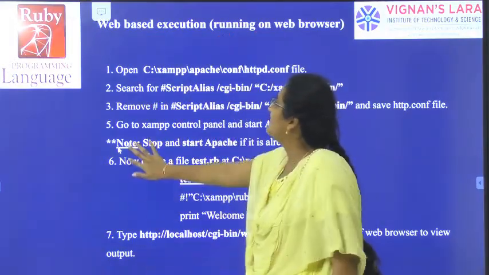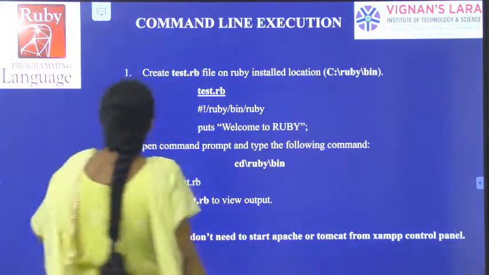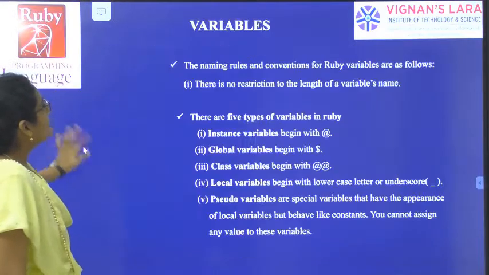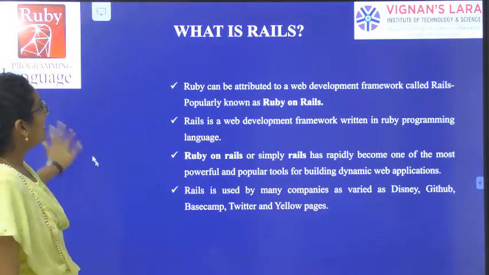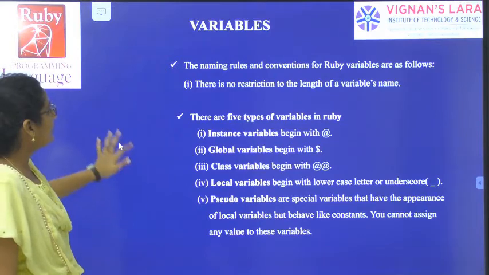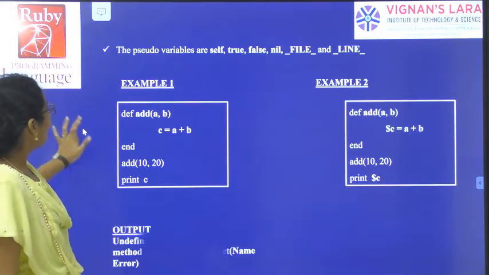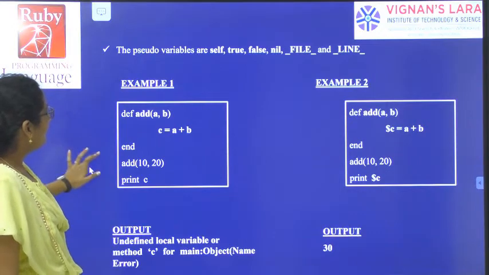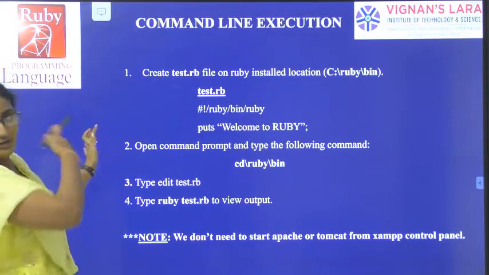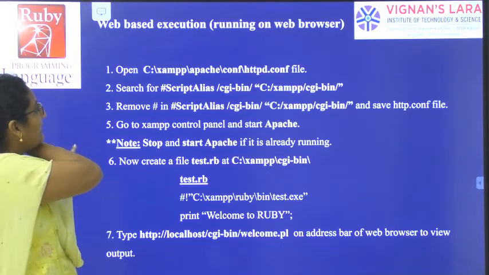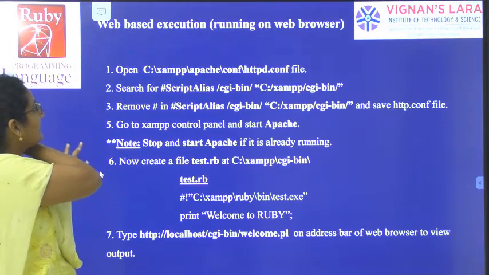So what all we have seen till now? You know what is Ruby, what is Rails, and what are the variables in the Ruby programming language. Then what is the example? Then how can you execute the Ruby programming using the command line? How can you execute the Ruby programming in a web browser?